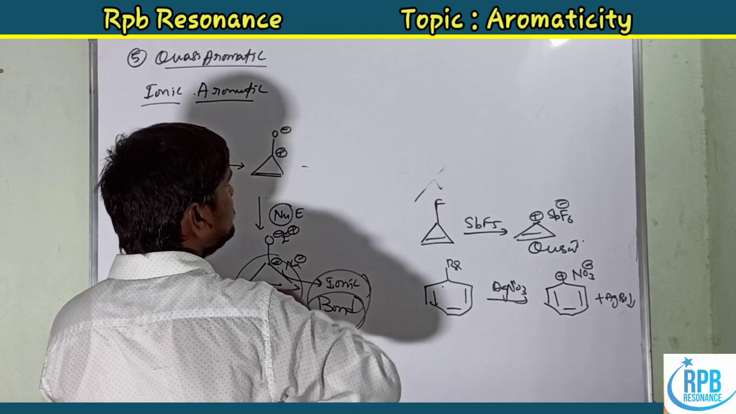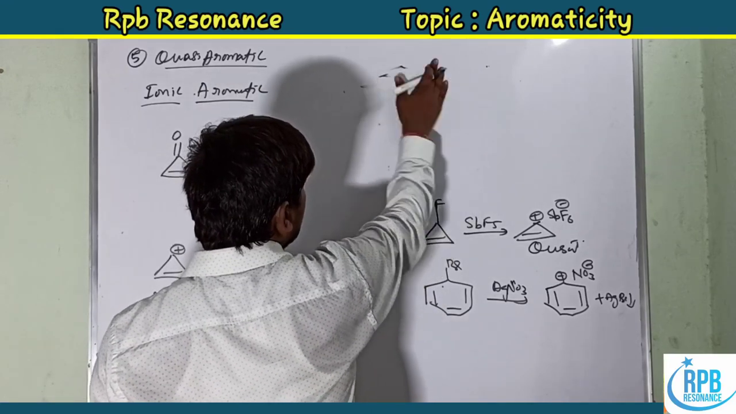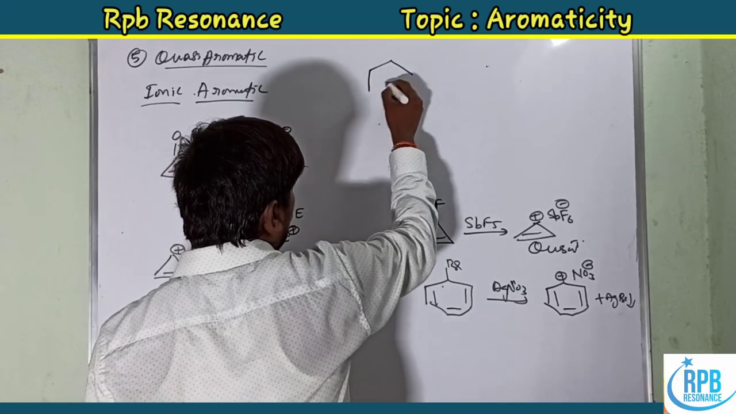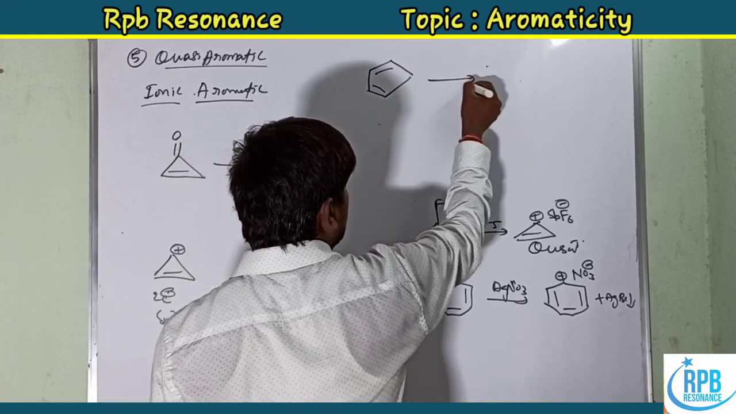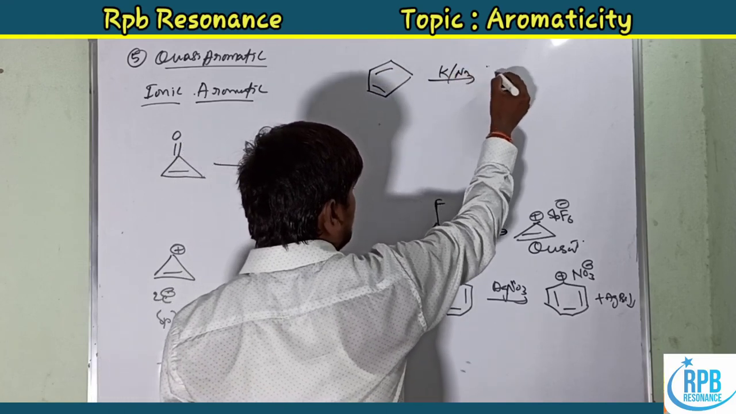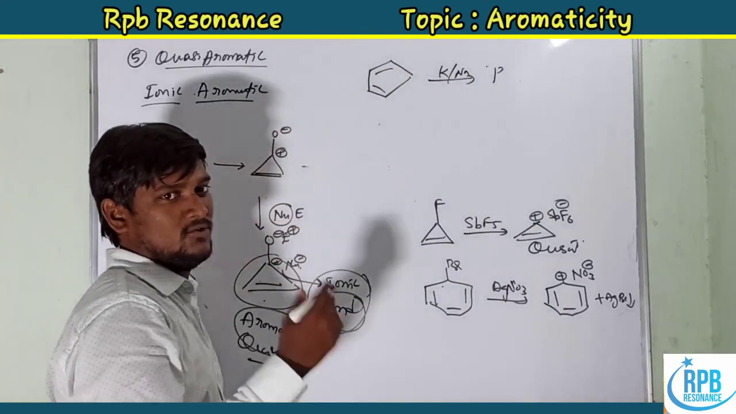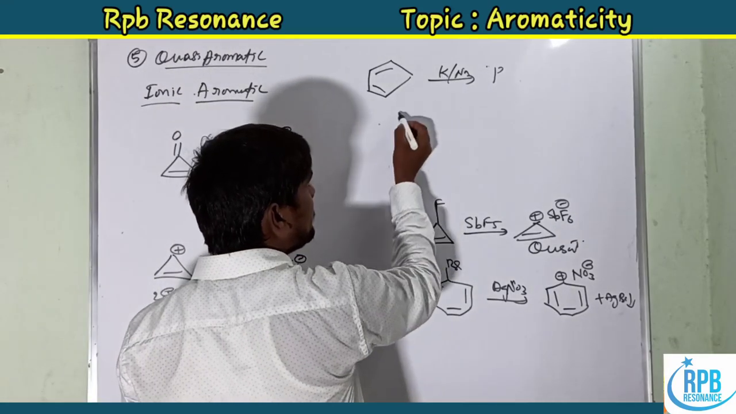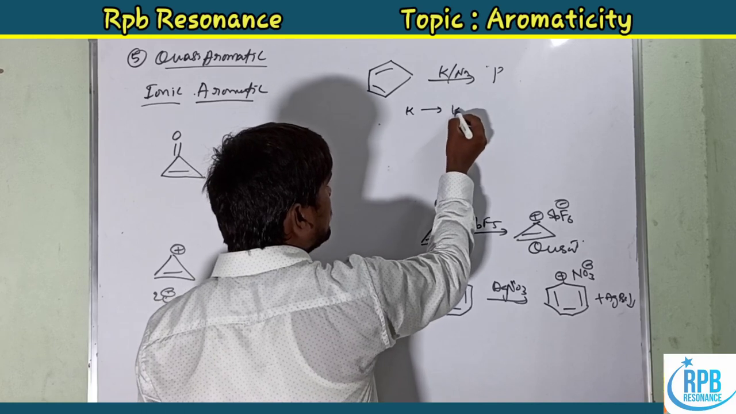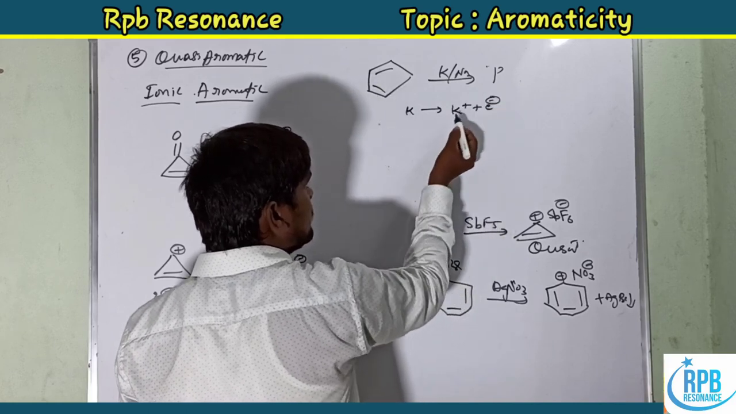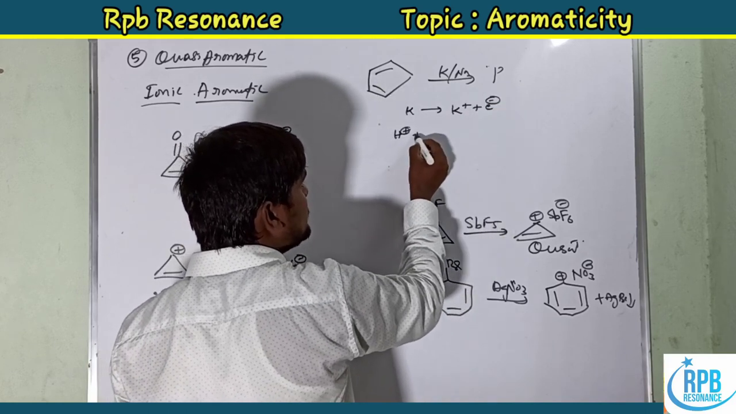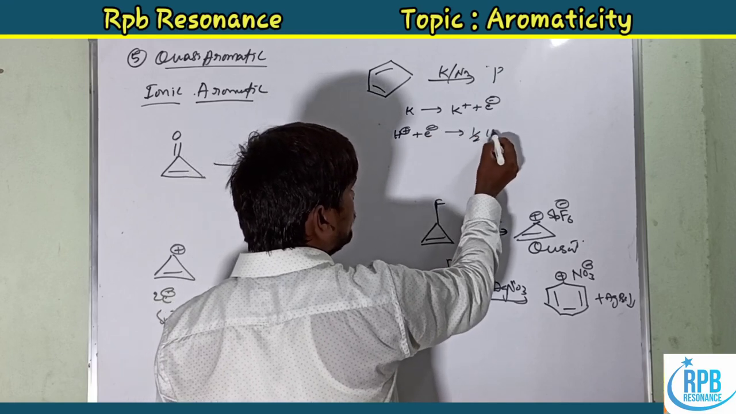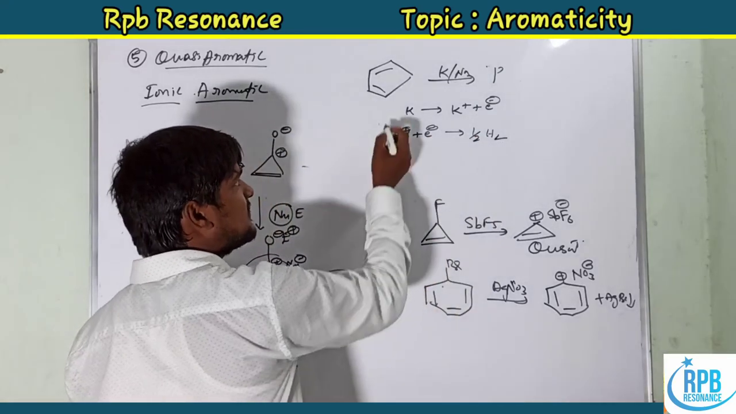So here is the system. They didn't mention whether it is a carbanion or carbocation, but these types of molecules are given, even in the presence of potassium or sodium, which gives some product. Whether that product is aromatic or non-aromatic, we don't know. Now the metals lose their electrons and form the corresponding cations. That electron is gained by H plus, and it forms half H2.